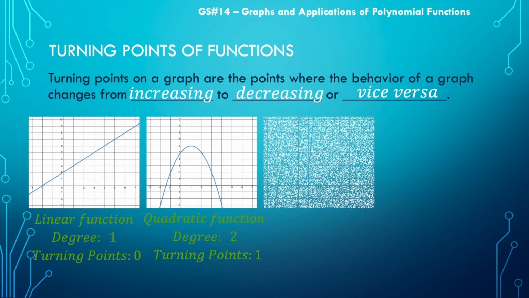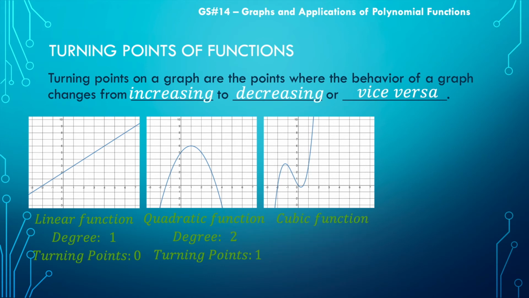How about a cubic function? We know a cubic function has a degree of 3. If we look at this function, we're increasing, then decreasing, and then increasing again. So we have a turning point here and a turning point here. So we have 2 turning points, right?